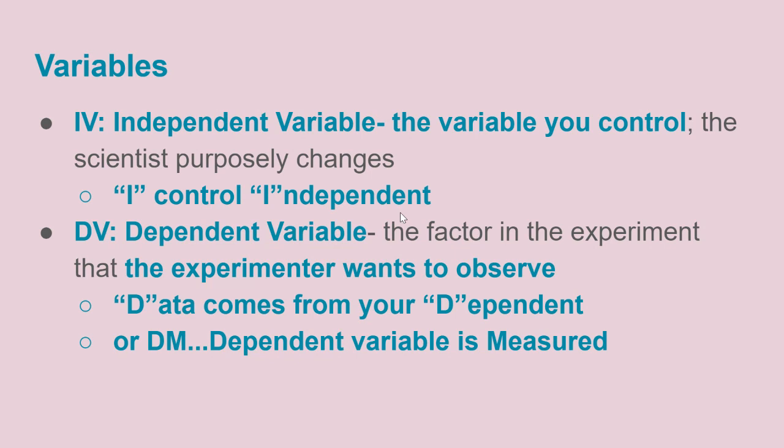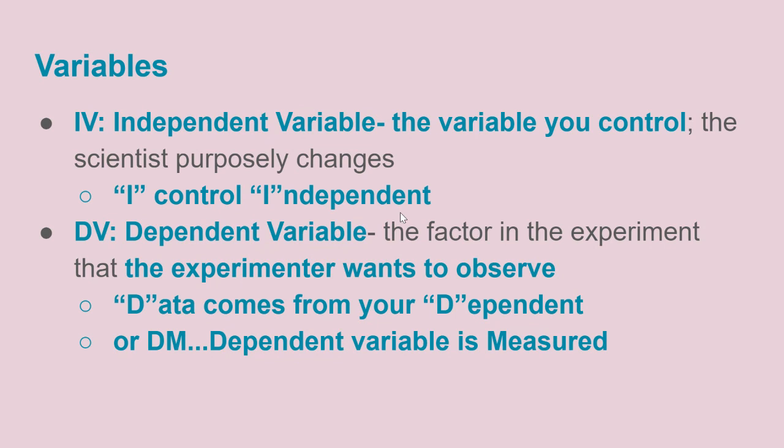Variables within an experiment. You might have heard of the IV and the DV. The IV stands for independent variable. That's the variable that you, the scientist, control. So I like to say I control the independent variable. They both start with I, so that can help you remember. The dependent variable is the thing that you're measuring. It's what you want to observe as the experimenter. Data comes from the dependent variable, or DM. Dependent variable is measured in the experiment.